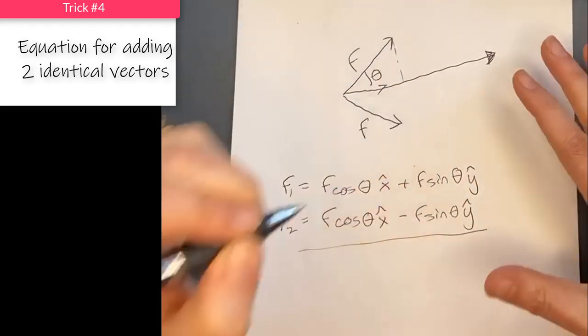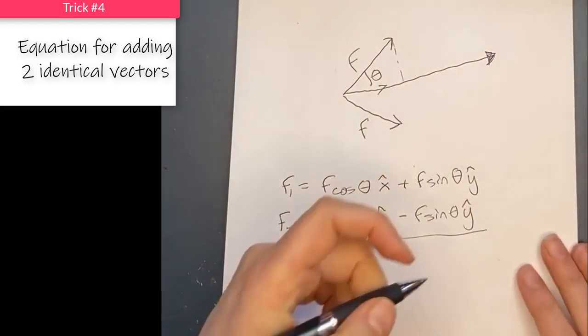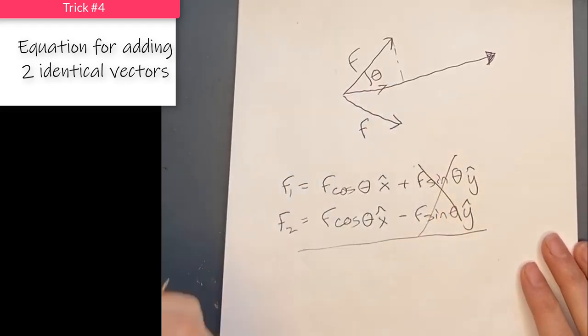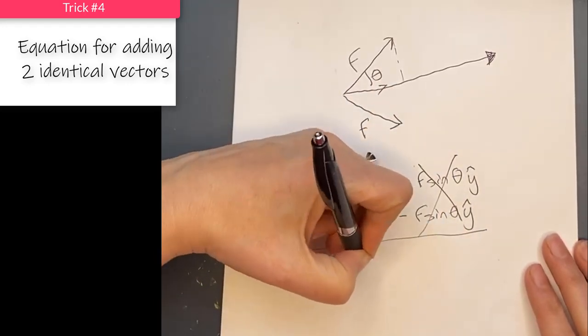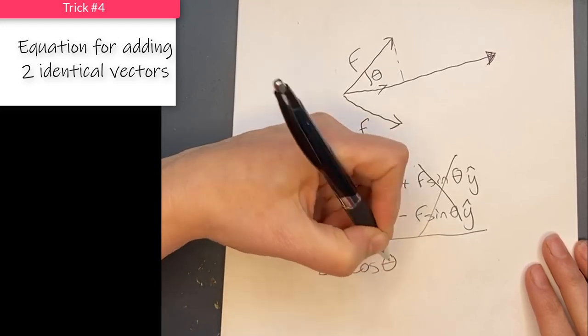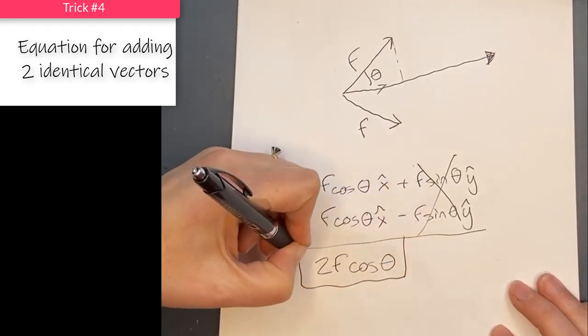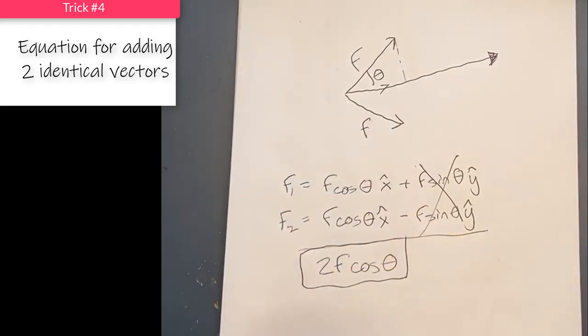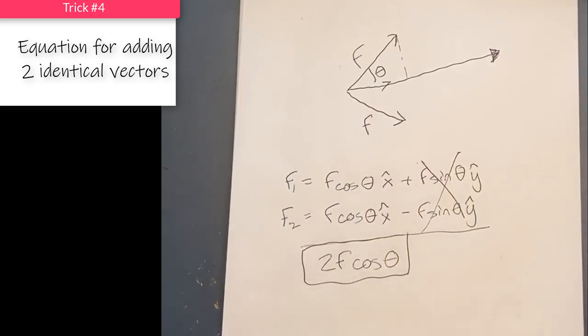So guess what happens when you add them together? The y's go away. Goodbye. And you end up with 2f cosine theta. This is an incredibly useful skill. If you're adding two vectors together that are identical, the result is 2f cosine theta. Okay, let's do an example.